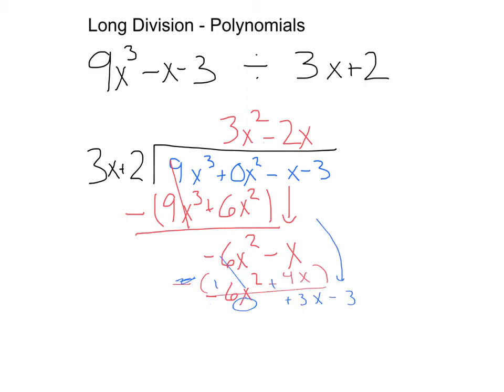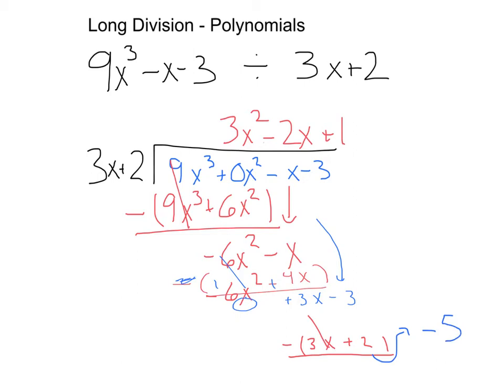Then from there, I'm looking at 3x times what gives me 3x? Well, obviously that's just 1. So if I plus 1, that'll give me 1 times 3x, give me a 3x down here. A 1 times 2 gives me a plus 2. Again, I'm subtracting this whole thing, so these are going to cancel. And then that negative 3 minus 2, remember it's negatives distributing, negative 3 minus 2 is going to give me, I'm going to put this over here, a negative 5.